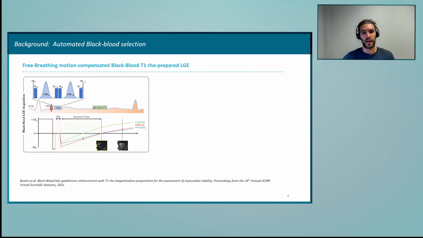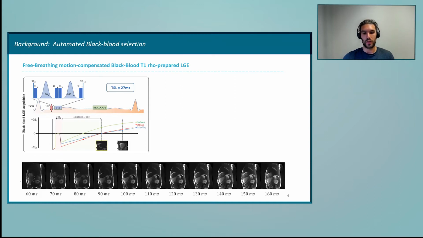So how is it done in practice? This is done with a TI scout. We have two parameters that can influence the contrast, but the spin lock time will be fixed, as it has been optimized beforehand. So we are only left with the inversion time to choose, and this is done by doing a TI scout. This is the acquisition of 2D images at different inversion times, going from 60 milliseconds up to 160 milliseconds with a 10 millisecond increment. You have different contrasts, and manually you have to select the image that leads to the best contrast.